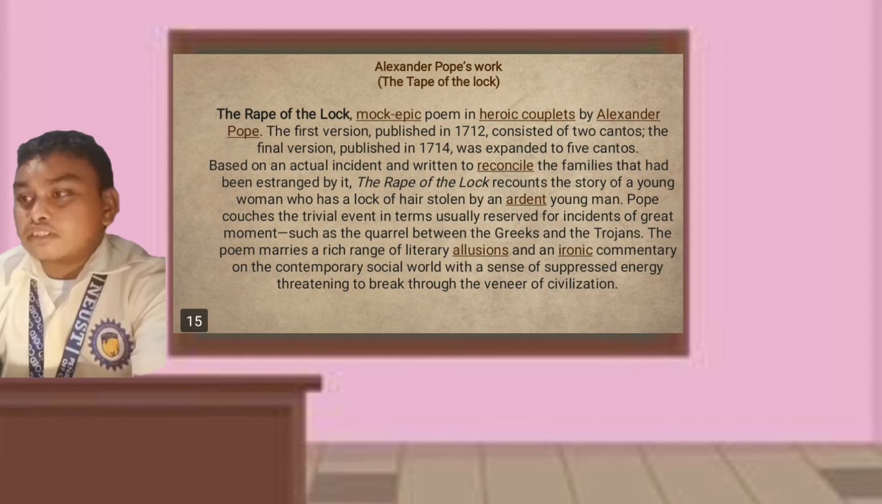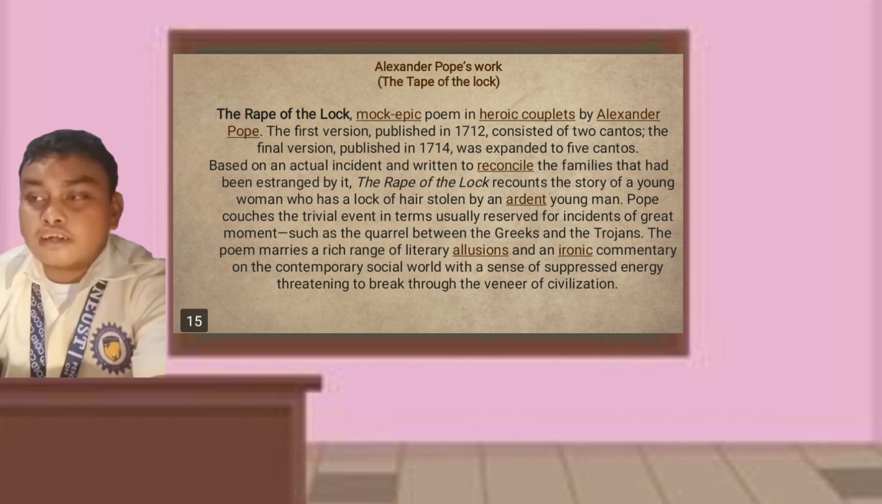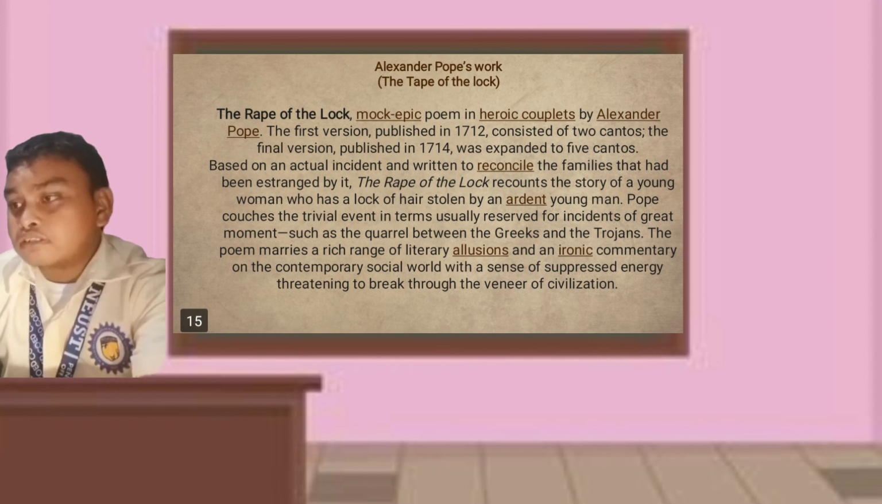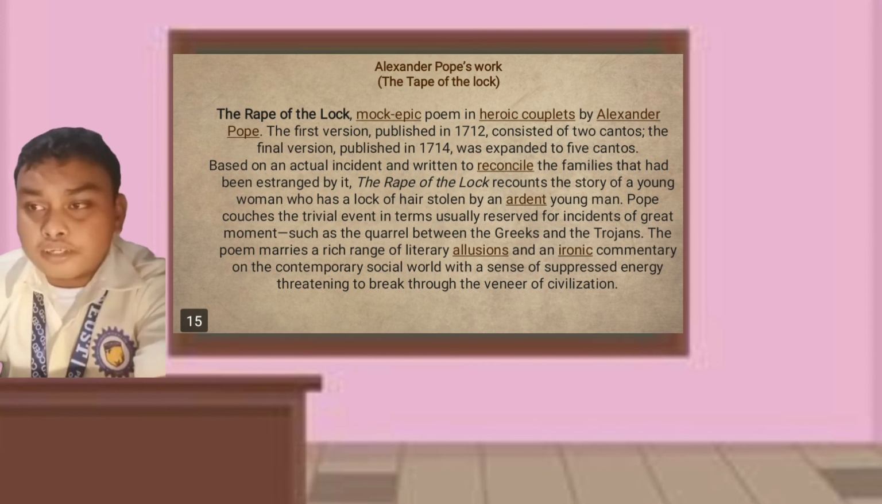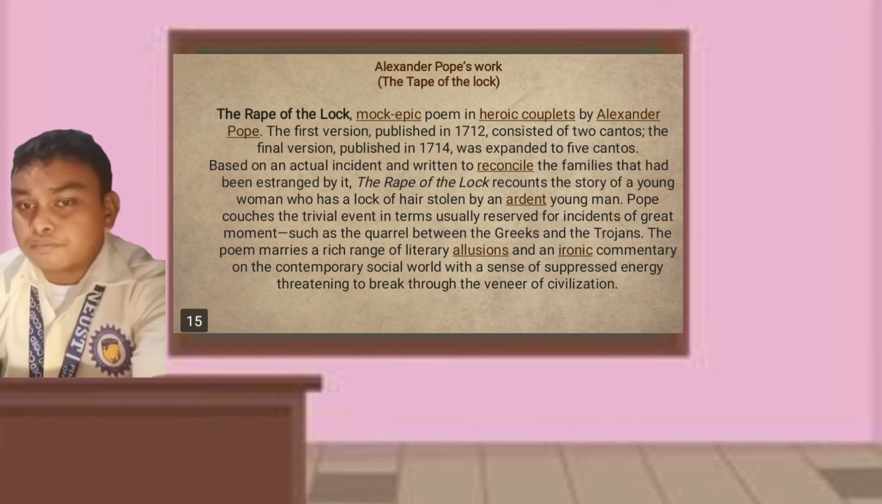The Rape of the Lock recounts the story of a young woman who has a lock of hair stolen by an ardent young man. Pope couches the trivial event in terms usually reserved for incidents of great moment, such as the quarrel between the Greeks and the Trojans. The poem marries a rich range of literary allusions and ironic commentary on the contemporary social world, with a sense of suppressed energy threatening to break through the veneer of civilization.